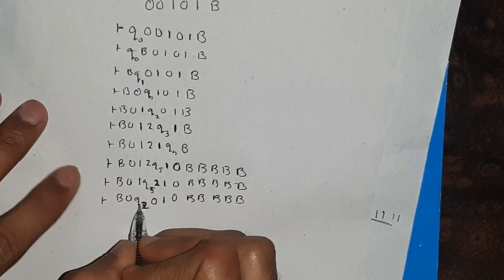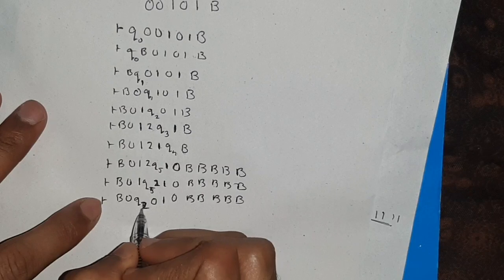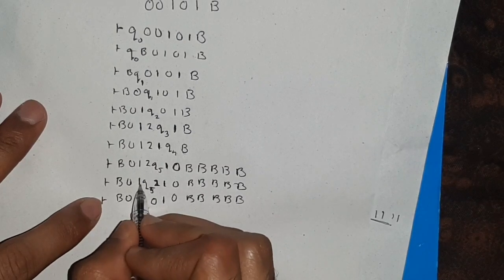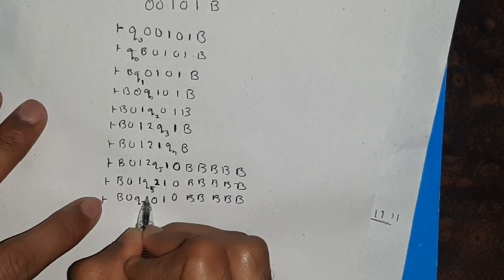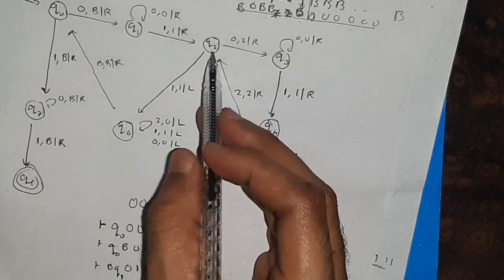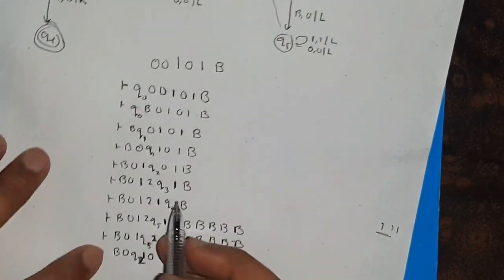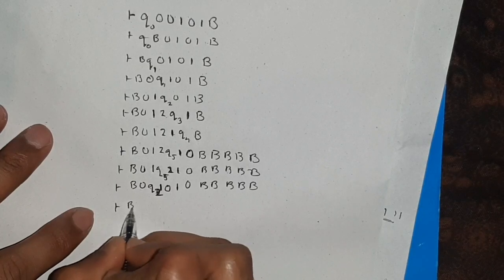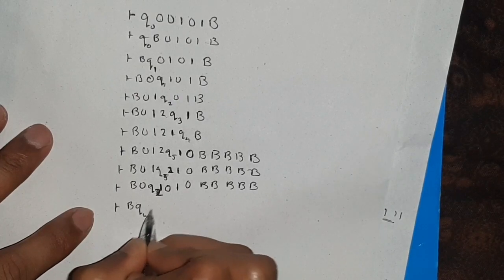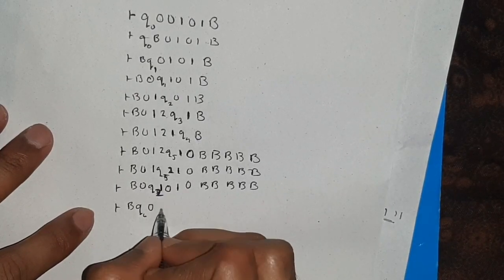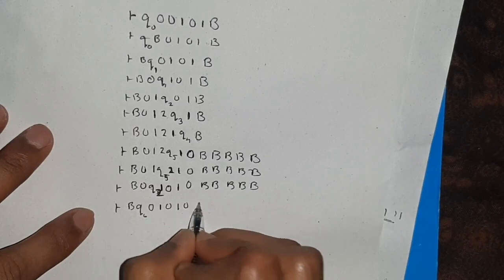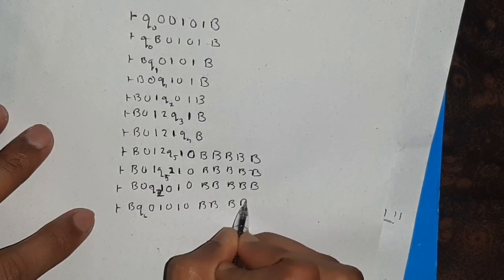So no, I guess something has gone wrong here. See, 1 is here, right? I forgot to put this 1 here. So 1 will be here, and q2 on 1. What is q2 on 1? I'll move back left and keep it as 1 only. I'll move to state q6. So it is q6 0, and here I'll have 1 0 1 0, and these are the B's.